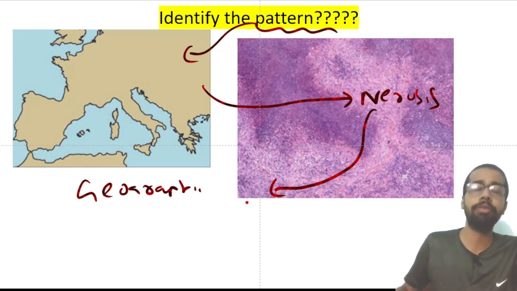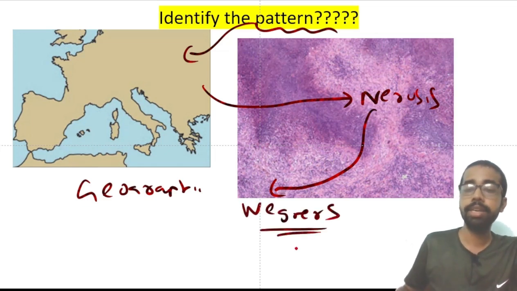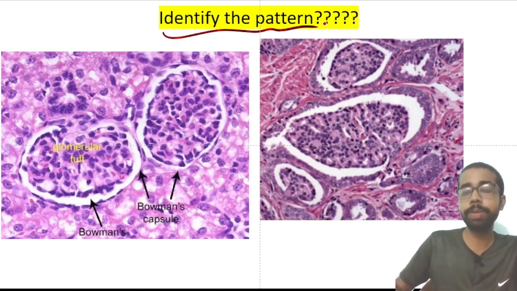In GBM you get palisading necrosis, that term is used. Geographic necrosis is found in vascular conditions like Wegener's. In Wegener's, you can get geographical necrosis, right? That's the pattern.